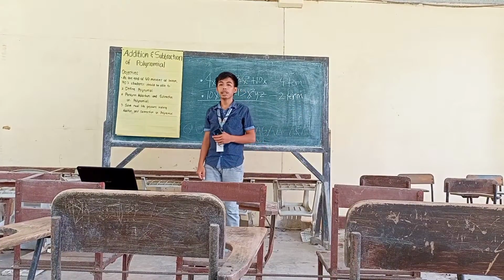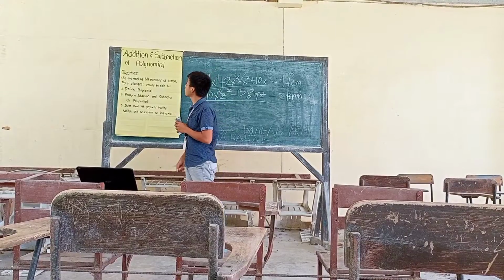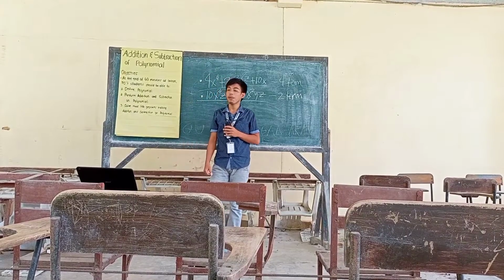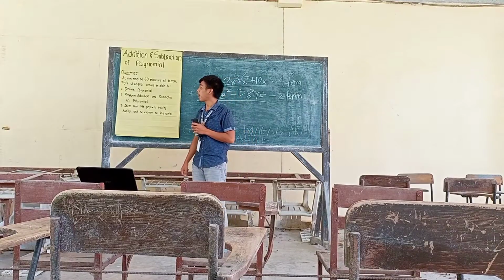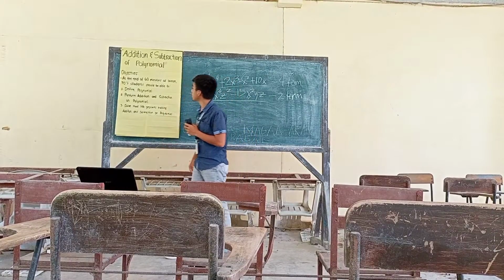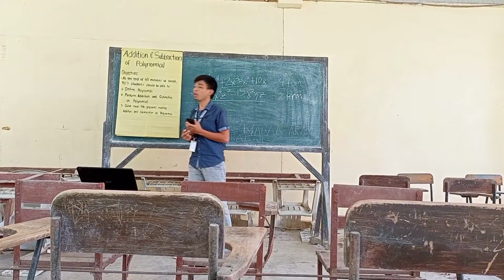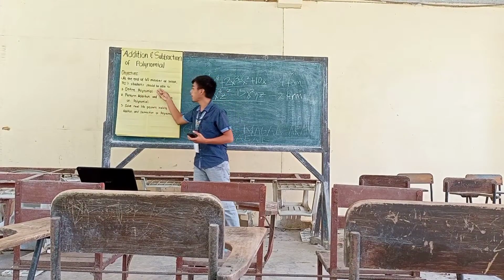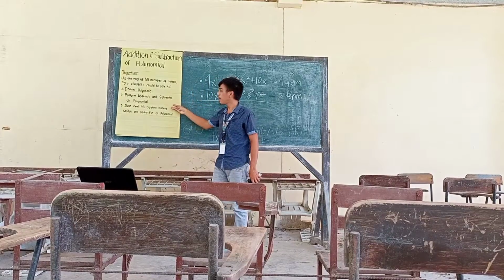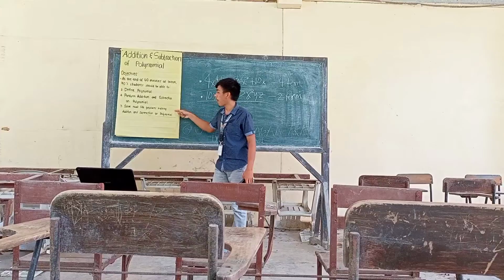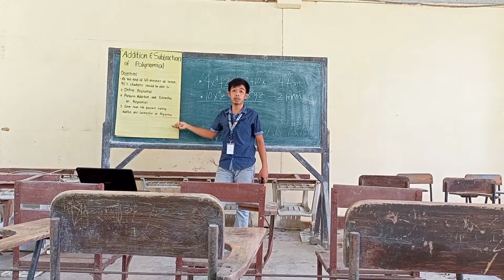Now we can proceed to our new topic about addition and subtraction of polynomials. Our topic for today has 3 objectives. At the end of the 60 minutes of the lesson, 70% of the students shall be able to: number 1, define polynomials; number 2, perform addition and subtraction of polynomials; and number 3, solve real-life problems involving addition and subtraction of polynomials.